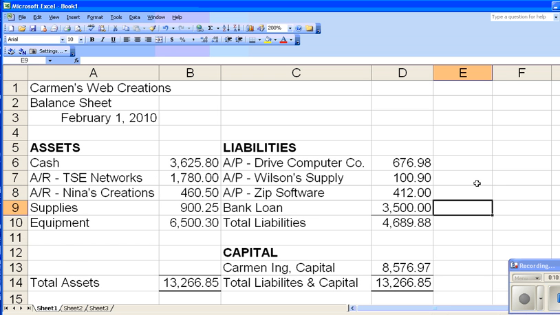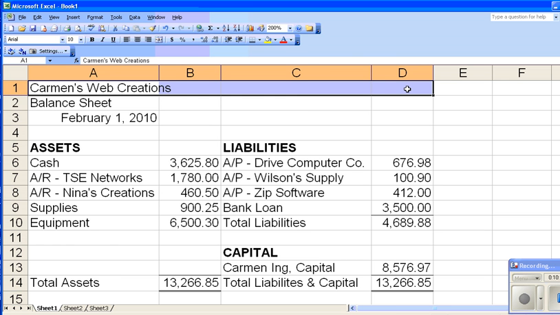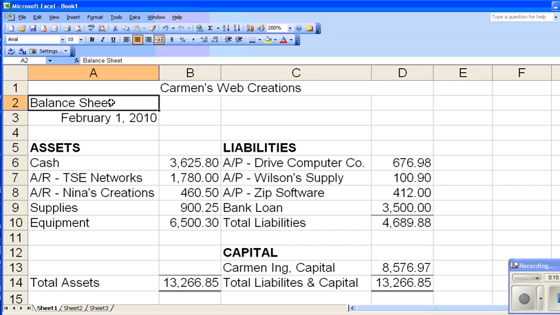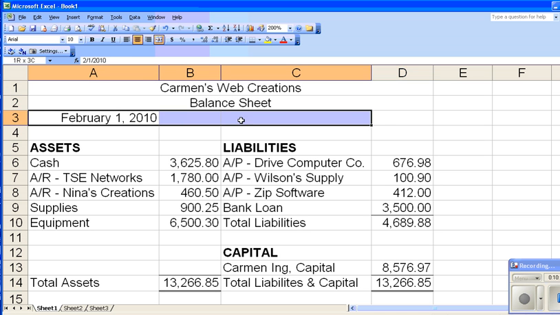The last thing that we need to do to make our balance sheet complete is to center our title across the columns. In order to do that, highlight from A1 across to D1. And hopefully you can find this little icon that says Merge and Center. You need to click on it. And do the same with row 2 and row 3.